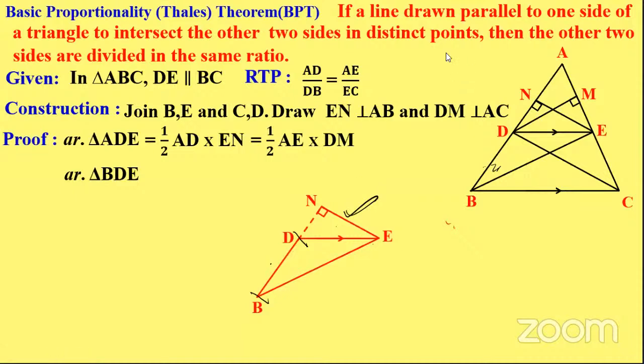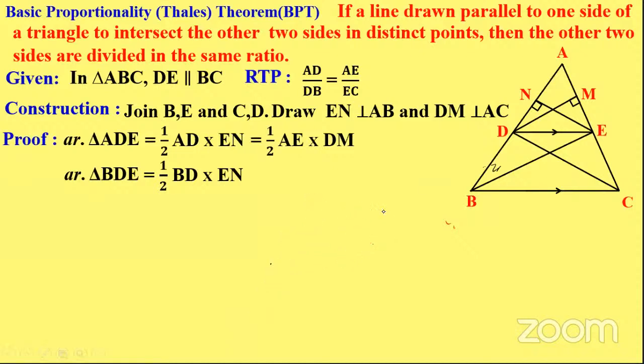Now I'm writing the area: half into base BD into height EN. Half into base BD into its altitude EN is the area of triangle BDE.